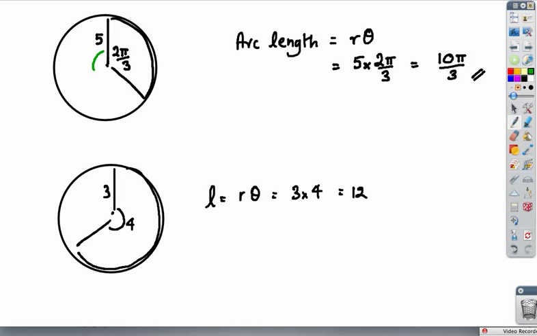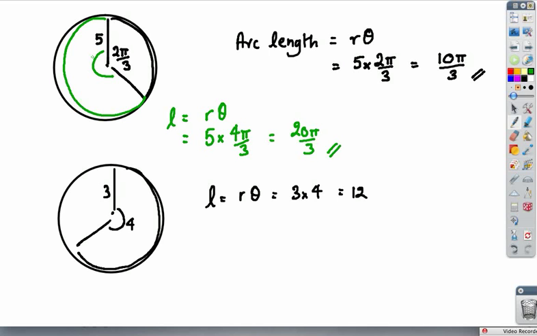We could easily work out the flip side of that if we wanted. If we wanted the arc length around the other side, it's the radius times the angle, and the radius is 5, and the angle, well, 2 pi in the full circle, which means that we've got 4 pi over 3, and that would be 20 pi over 3, would be my flip side. And there we go. We've got ourselves a nice, simple arc length formula.